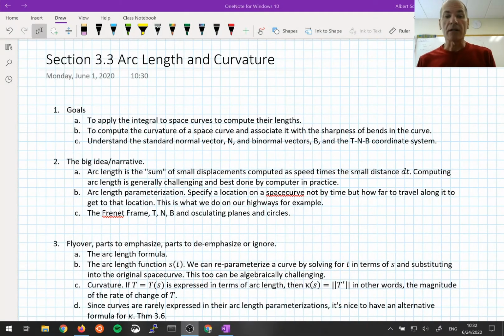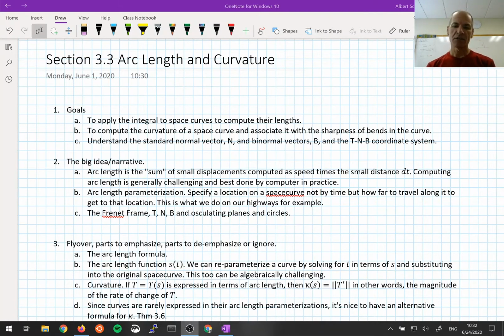Today we're going to talk about arc length and curvature, and probably also in the title of this section should be the Frenet frame, the TNB coordinate system. There's a lot here. It's going to be an adventure. This will probably be a long video. I've got a couple of fun excerpts in here.